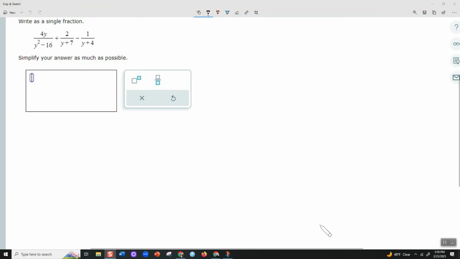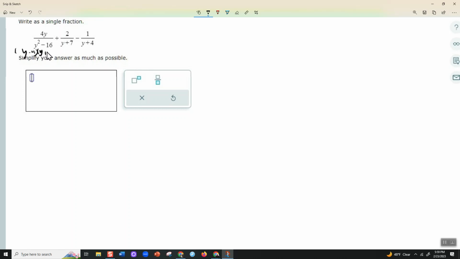Oh my awesomeness, we have 3 rationals to combine. That is so great. I'm so excited. So we're going to start off with, of course, finding a common denominator. This is a difference of squares. They can be hard to recognize, but you got to pick up on that. Y minus 4, y plus 4.